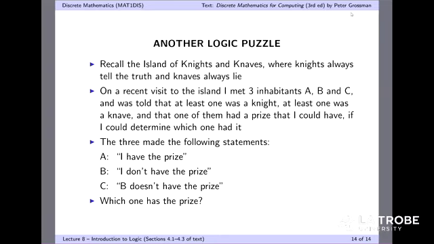However, if B and C are knaves, that means A must be telling the truth, which means that A has the prize and B has the prize. B is lying about saying no. Two people can't have the prize. So therefore, B and C must both be knights, and A must be the knave, and C must have the prize. Yep, I agree with you there, but I might be wrong. We both could be wrong.